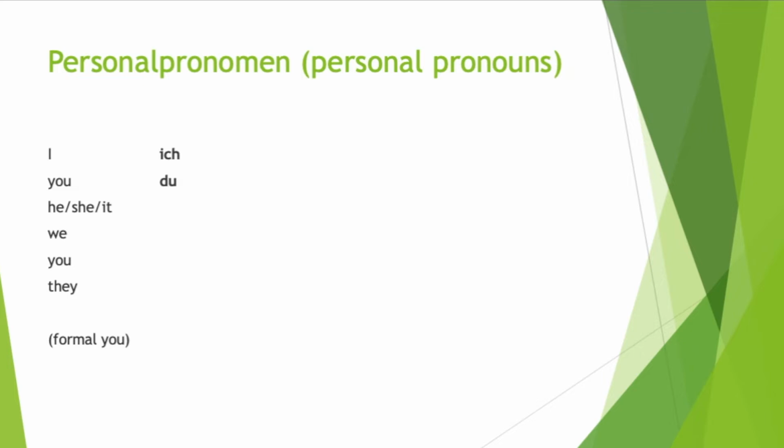Du. Sie, es. Wir. You und ihr. Sie. I was gonna say you there, but it's ihr. Next exercise. It's your turn to say them in the correct order, okay?